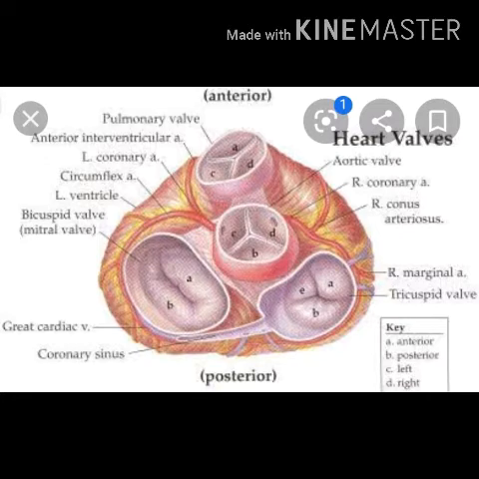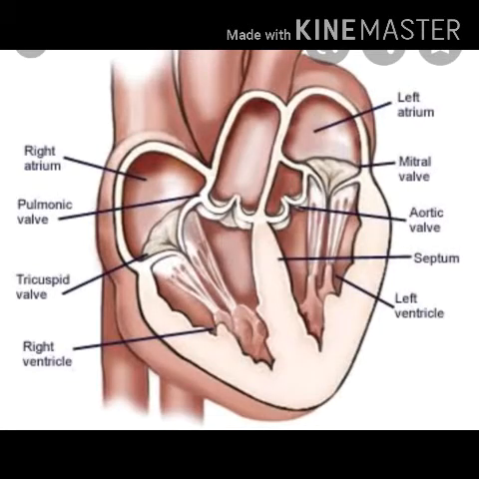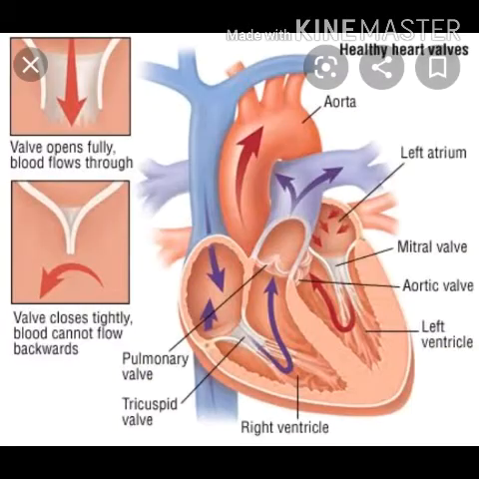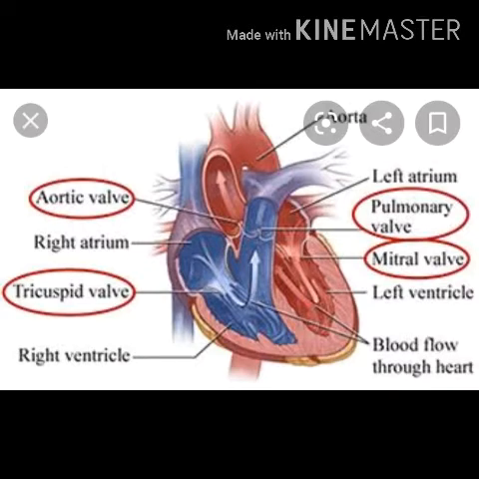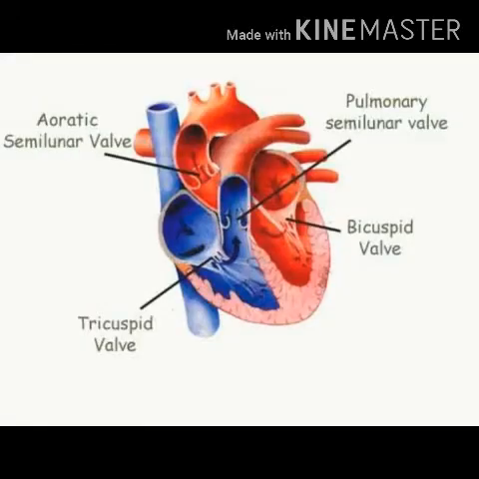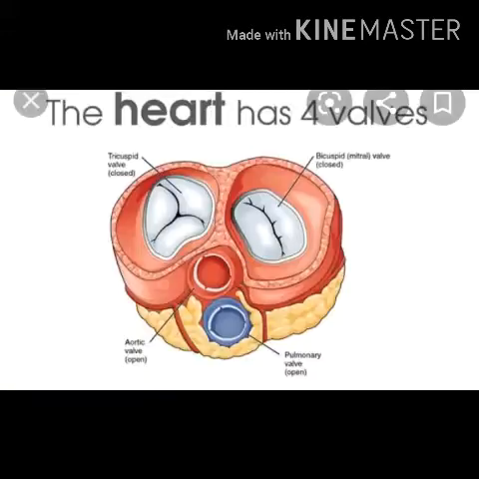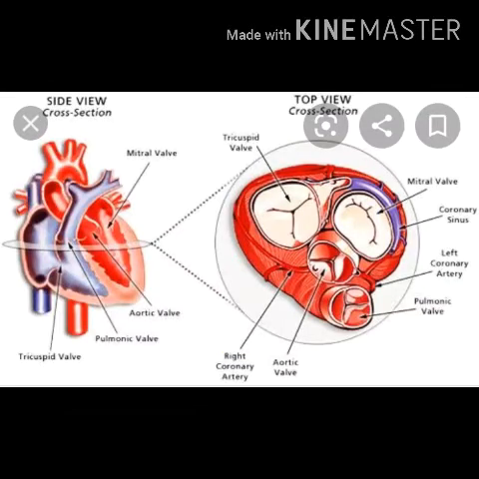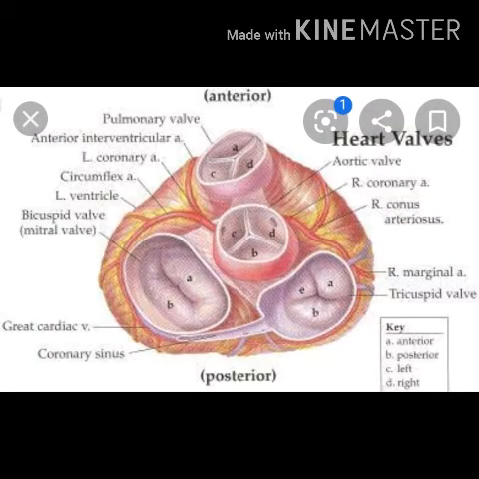There are two types. One is the bicuspid or mitral valve and the other is the tricuspid valve. The bicuspid valve is present between the left atrium and left ventricle. It is also called the left atrioventricular valve. It consists of two cusps, hence called bicuspid. The tricuspid valve is present between the right atrium and right ventricle, also called the right atrioventricular valve. It consists of three cusps, hence called tricuspid.